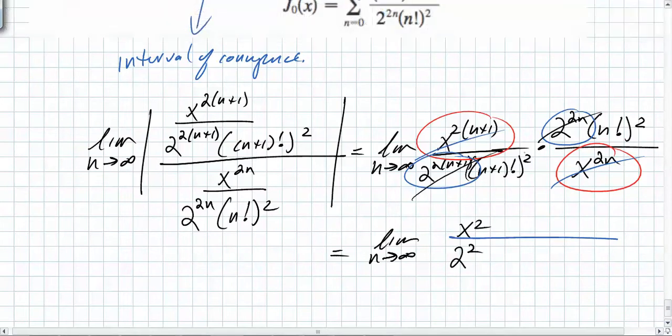So let's keep going here. (n plus 1) factorial squared and n factorial squared. What's that going to turn into on the bottom? Be very, very careful.